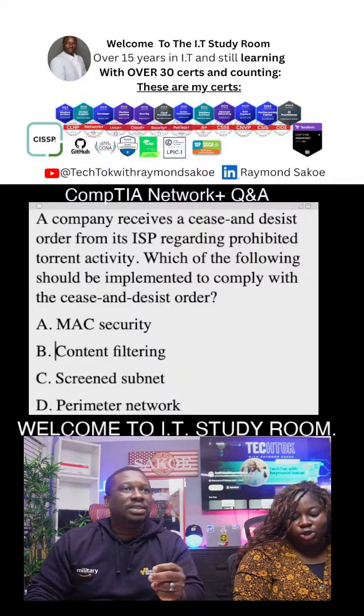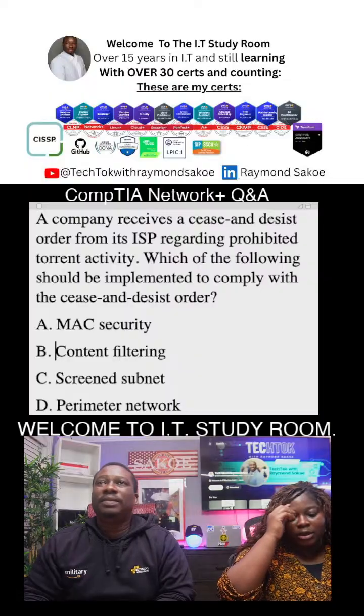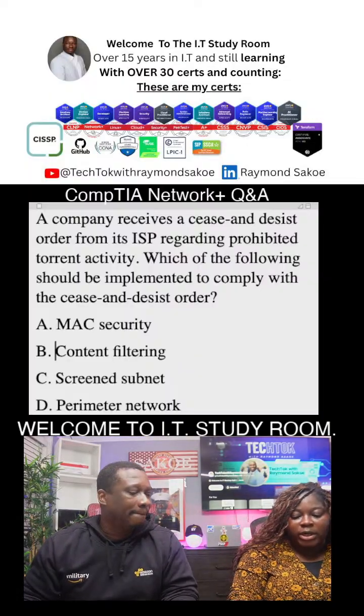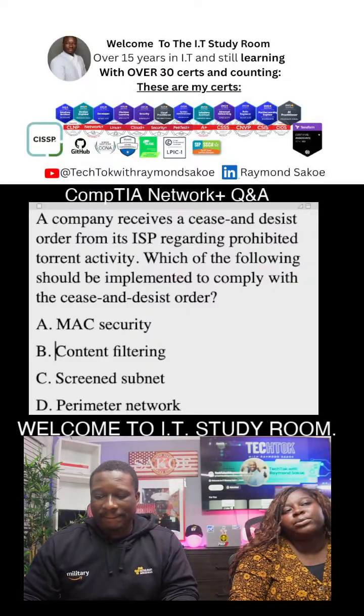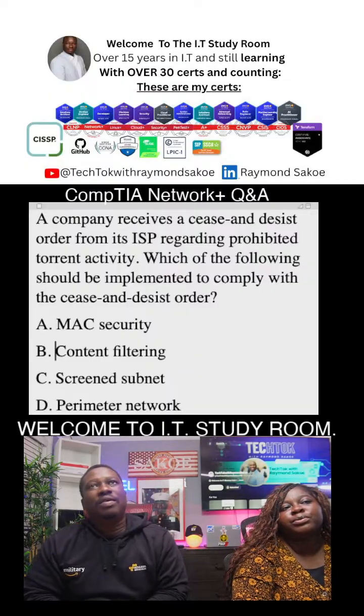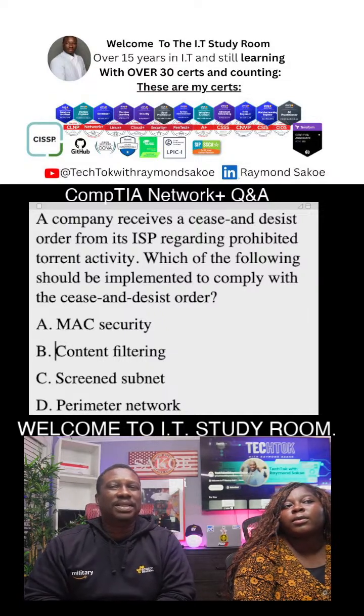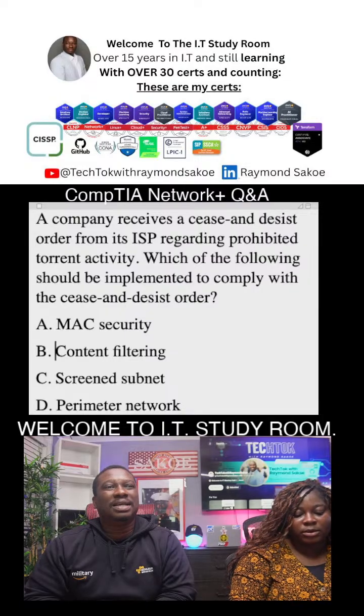Destra is saying that protocol filtering would work better than content filtering. Can you explain that? Okay, protocol. Yeah, explain that a little.